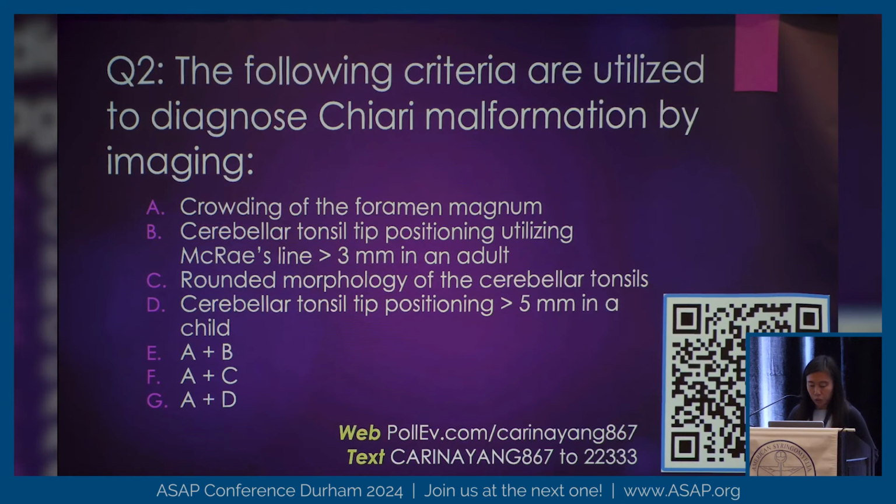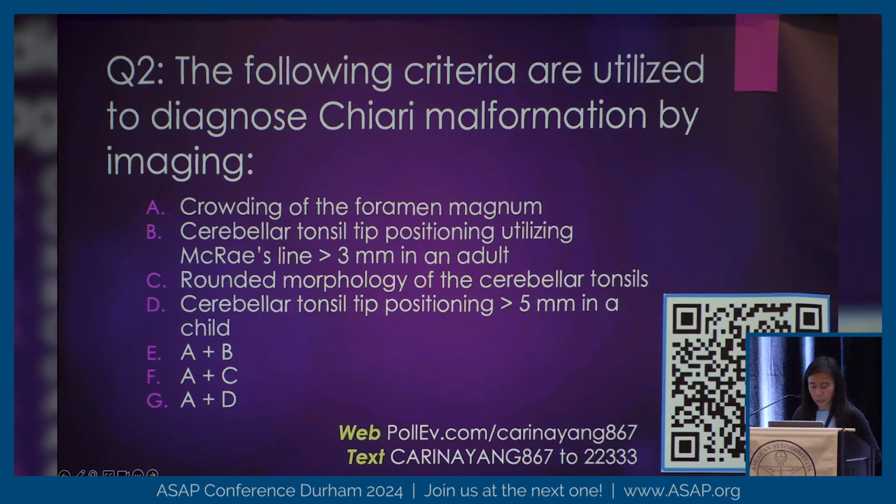All right, so the next question. Okay. Next question is, the following criteria are utilized to diagnose Chiari malformation by imaging. A is crowding the foramen magnum. B is cerebellar tonsil tip positioning utilizing McRae's line is greater than 3 millimeters in an adult. C is rounded morphology of the cerebellar tonsils. D is cerebellar tonsil tip positioning that's greater than 5 millimeters in a child.